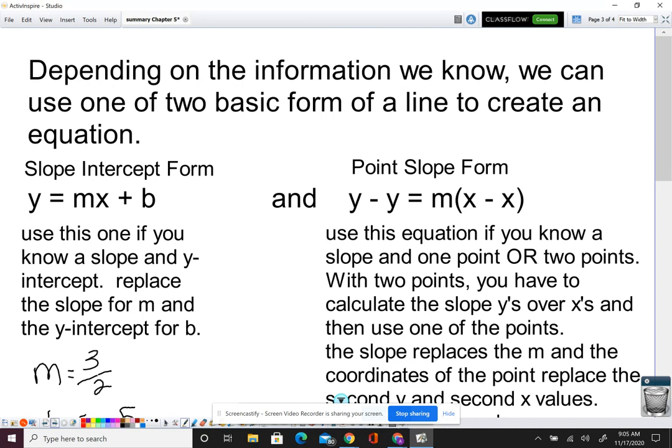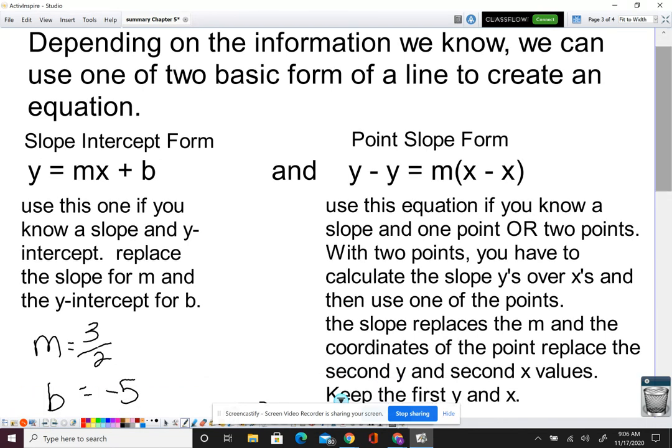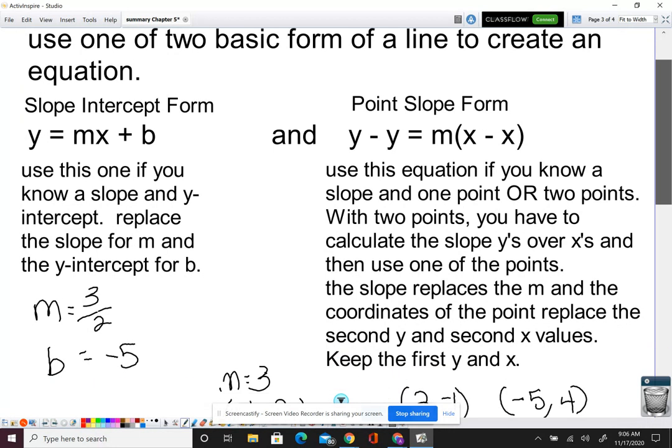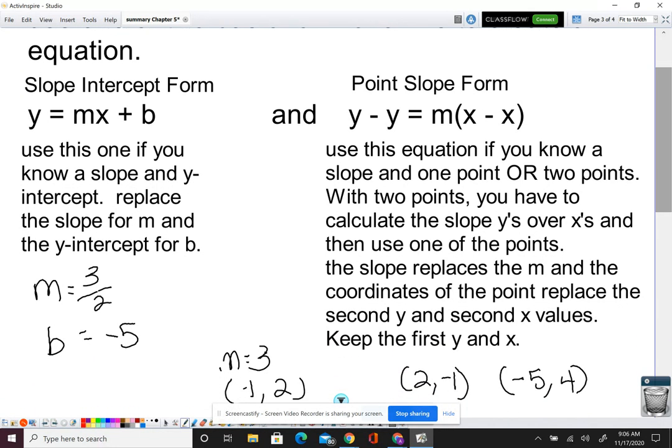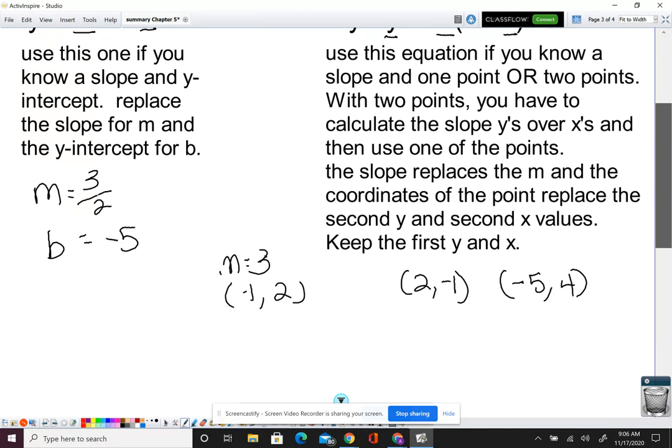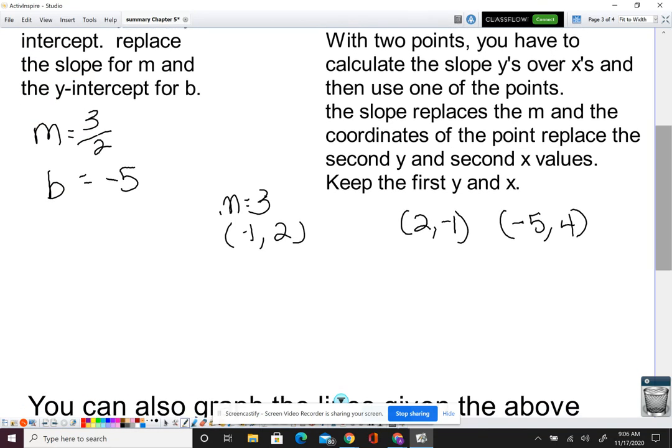So if we want to create equations of the lines, we have two forms that we can do that with. The first form is the slope-intercept, y equals mx plus b, or the point slope form, y minus y equals m times x minus x. In the slope-intercept form, we're replacing m and b. In the point slope form, we're replacing x, y, and m. So I have three equations that I'm going to work through, the three different situations that we have.